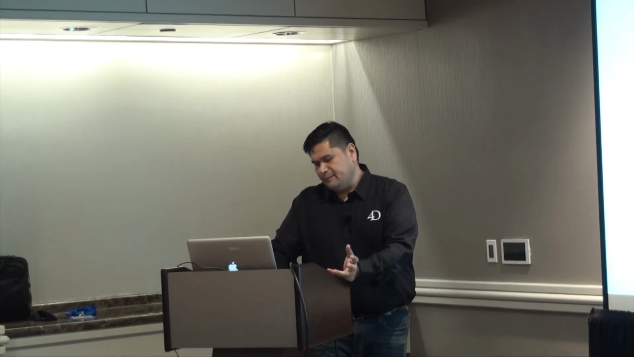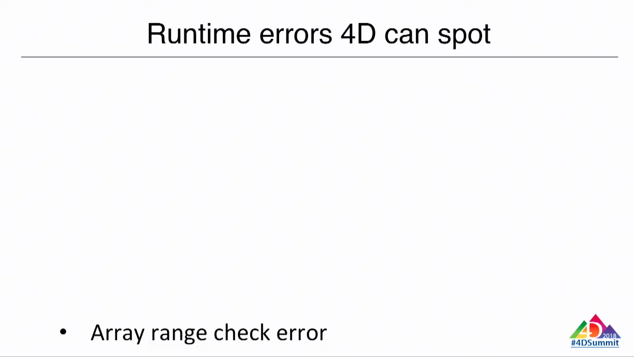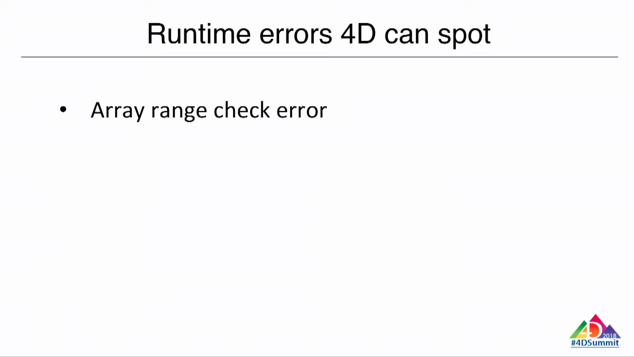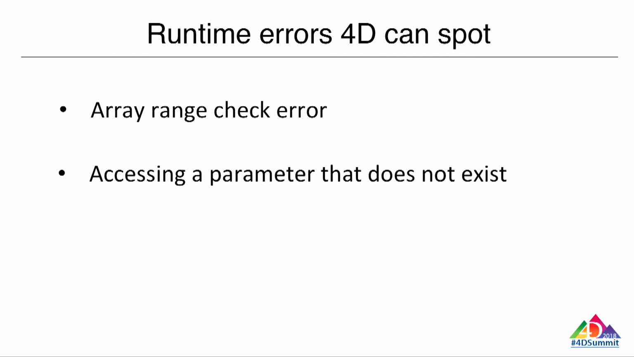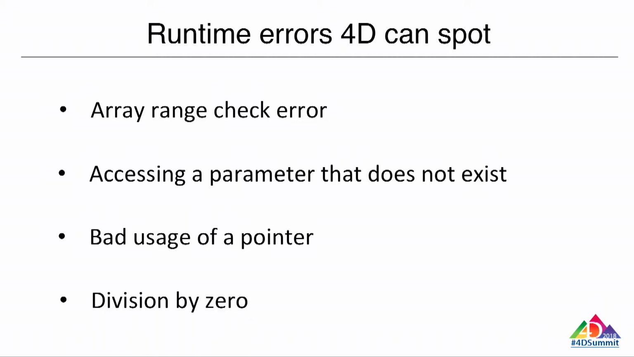In 40, we do get these kind of runtime errors in development, and I'm going to show you some examples, like an array range check error, where arrays can actually go out of bounds, accessing a parameter that does not exist, bad usage of a pointer when we're trying to actually access different types, and believe it or not, some sort of calculation trying to divide by 0. These are some of these runtime errors that we actually can run into.